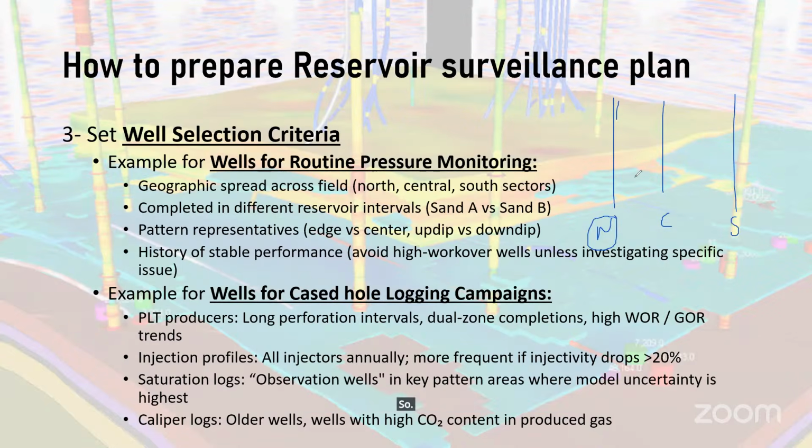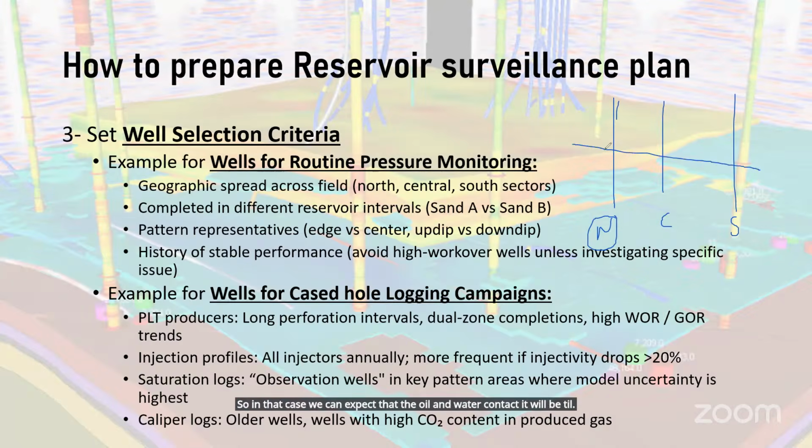In that case, we can expect that the oil water contact will be tilted, okay, because the production in the north sector is much more than the production in the central, and much more than the production in the south. Okay, so we want to know what is the existing depth of the oil water contact, based on which we can locate some opportunities for the workover or the infill drilling.